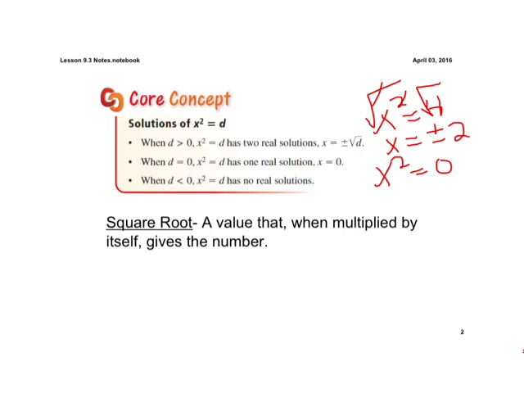And the last one is when d is less than 0, so when d is negative, we're going to have no real solutions. We cannot take the square root of a negative number. If we think about x squared equaling negative 2, we've talked about before, we can't square any number to get a negative number. No number squared is negative. So that's just going to have no real solutions.